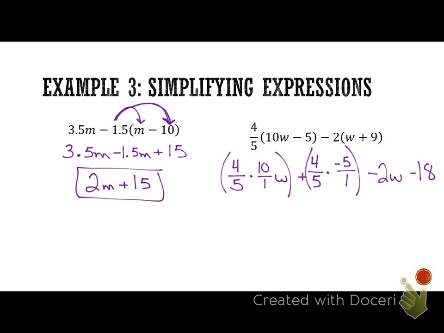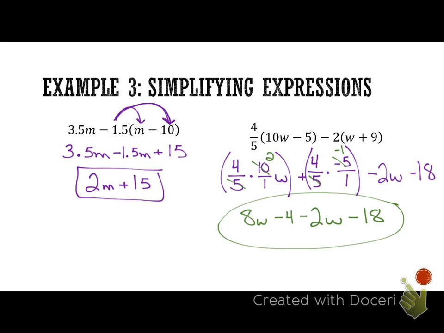So we're going to cross-reduce 5 and 10 just to make our lives a little easier. 4 times 2w is 8w. Did you guys get 8w? Now 5 and negative 5. Guys, this is so important. 5 was negative, so when you cross-reduce it, you must keep it negative 1. 4 times negative 1 is negative 4. Now bring down the rest. Minus 2w minus 18. Do you see any like terms here that can still be combined?